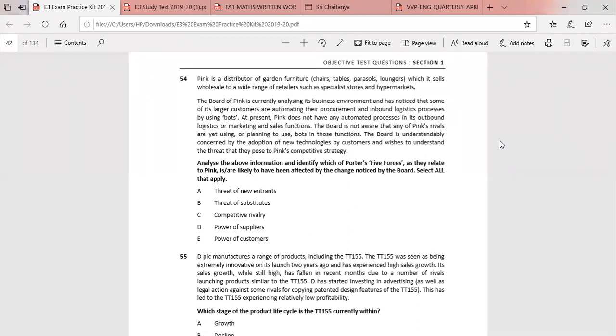At present, Pink does not have any automated processes in its outbound logistics or marketing and sales functions. The board is not aware that any of Pink's rivals are yet using or planning to use bots in those functions. The board is understandably concerned by the adoption of new technologies by customers and wishes to understand the threat that they pose to Pink's competitive strategy.